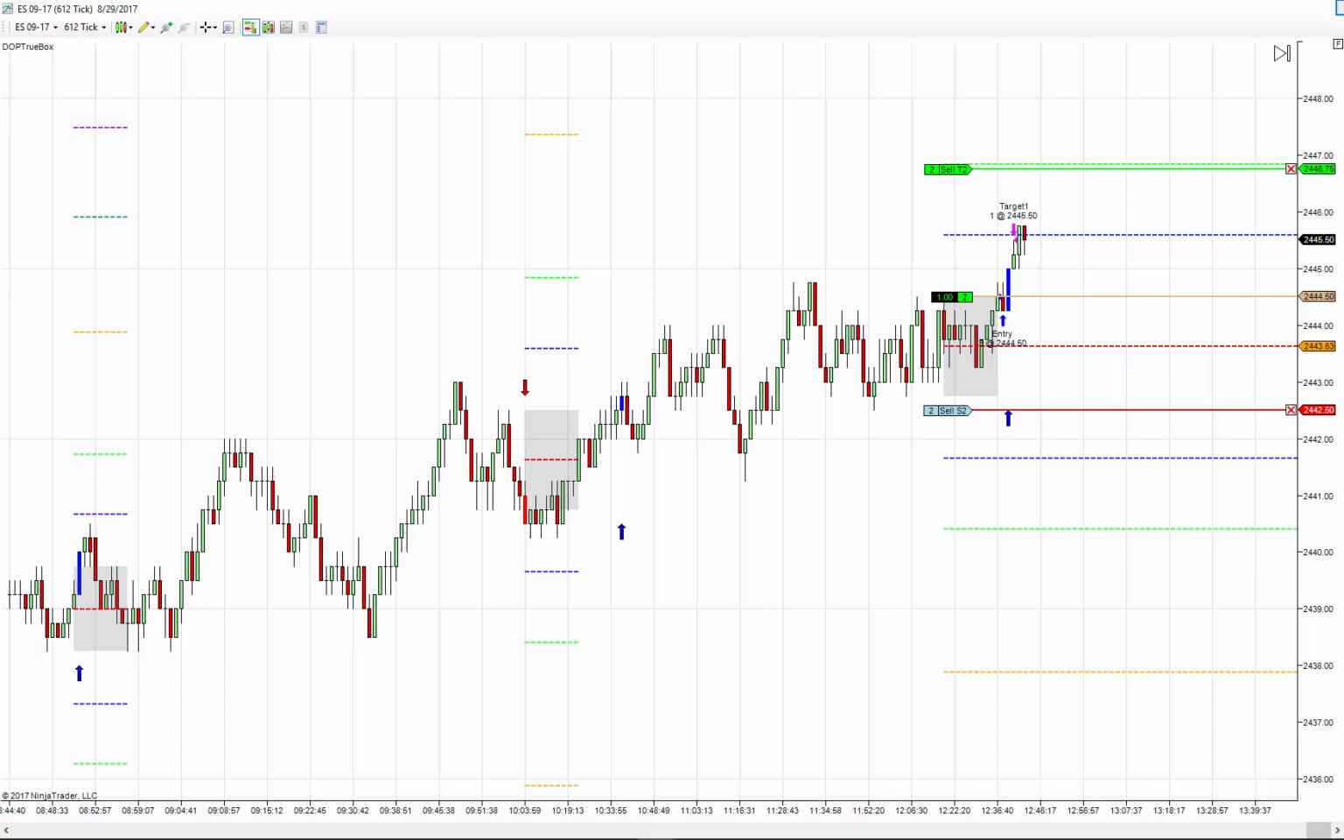Now I can move this. I can move it up. I can secure more profit. I can make it so that I don't have as big of a loss if in fact the market comes back down. But let me go back to what I was saying.